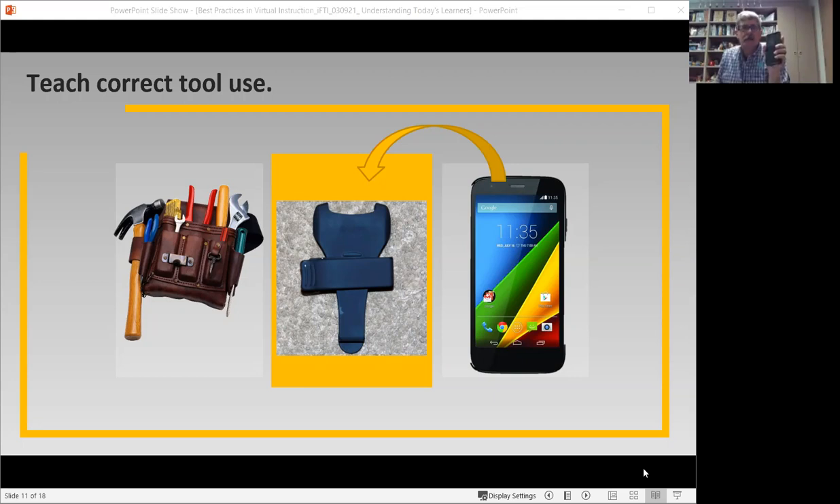Because reality is, guys, the most important tool that people have isn't on that tool belt on the left. It's the one I have in my hand. More people use this every day than any other invention we have. They text, they cell phone, and you all use this almost every day as well. For example, if you've got logistics and parts that need to come in, you're texting to find out where it's at.